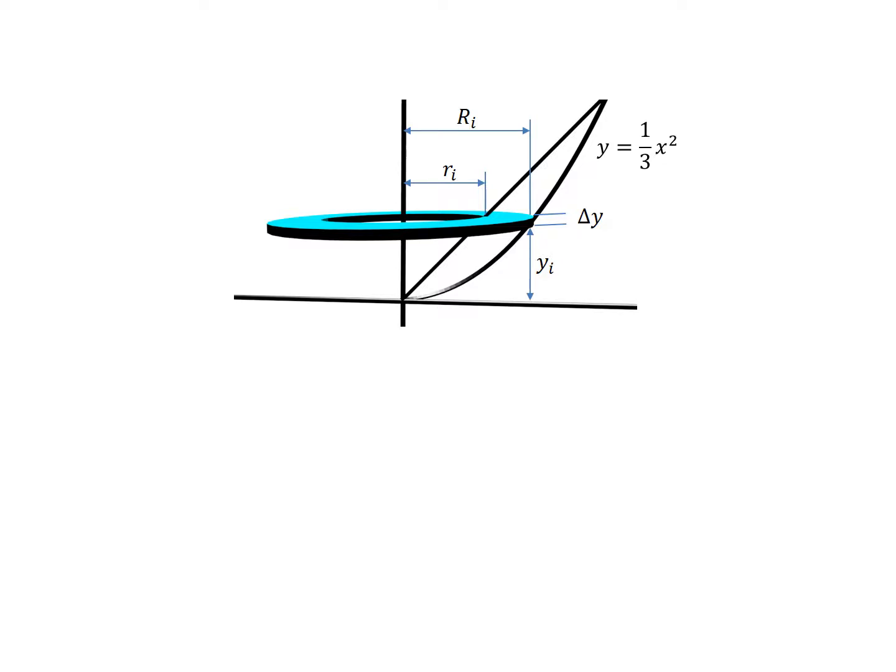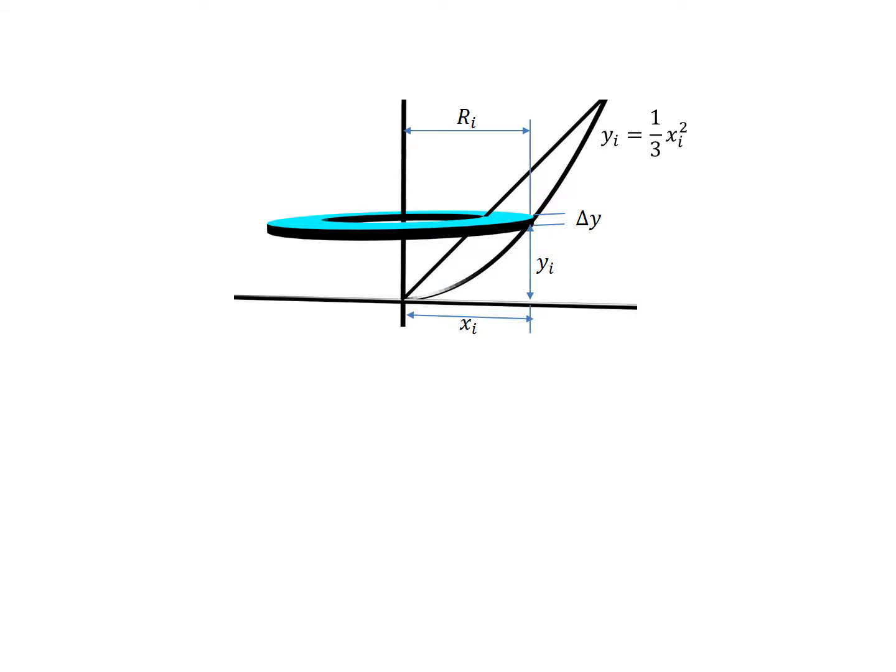I have an inner radius, an outer radius, and a thickness, which is change in y. And the volume of this washer is a cross-sectional area, which you can see is the area of this region in light blue, times the thickness, which is the change in y. So I have pi capital R sub i squared, the area of the outer circle, minus the inner circle's area, which is pi little r sub i squared, and the thickness is the change in y.